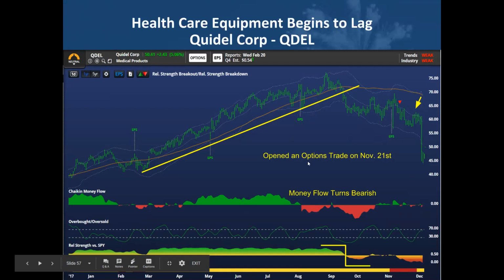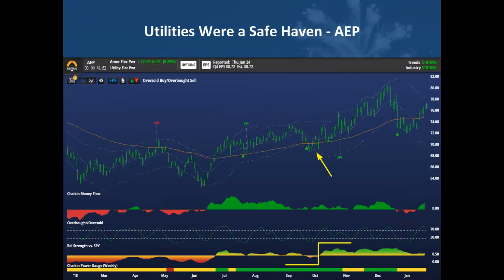We opened an options trade, or suggested our clients open a bearish options trade, on November 21st. A couple weeks later, they received an unfavorable court ruling, which took the stock lower. We closed the trade on December 13th for a 117% profit. Process over and over again. No emotions, just following the process.